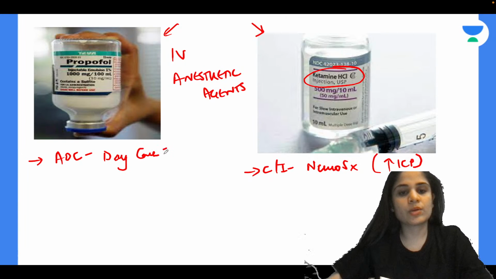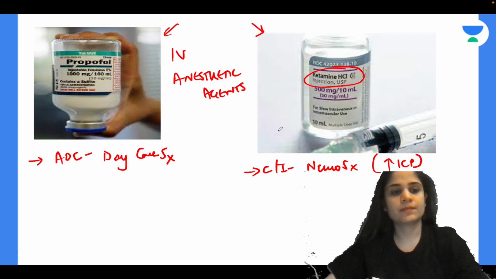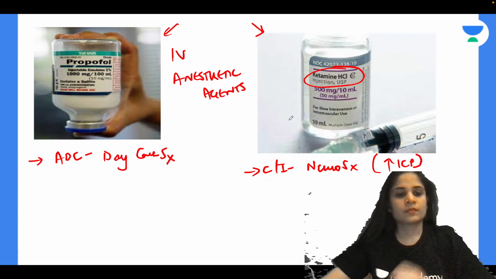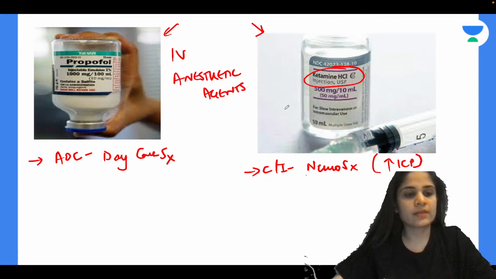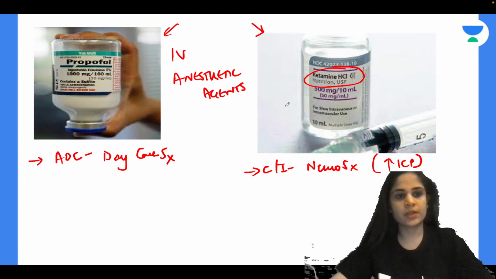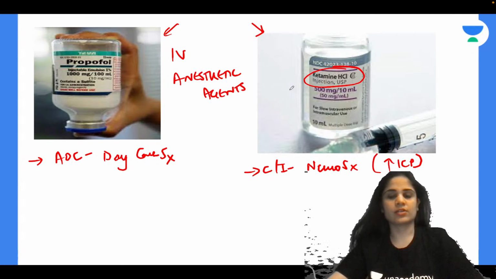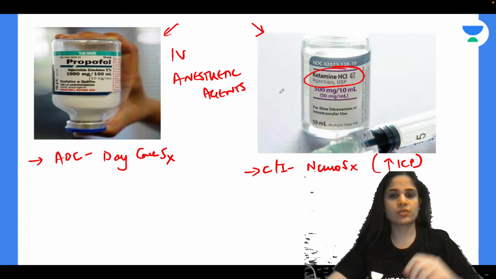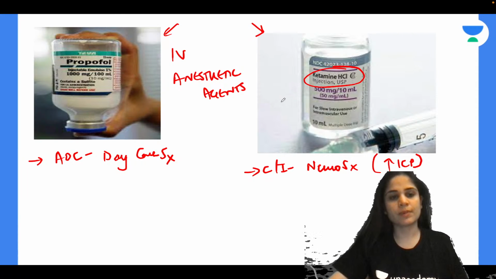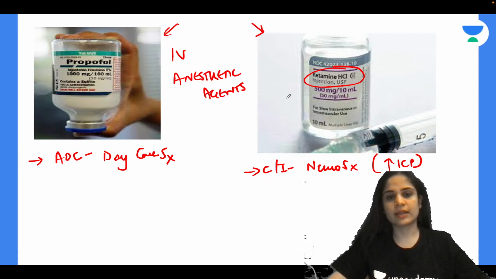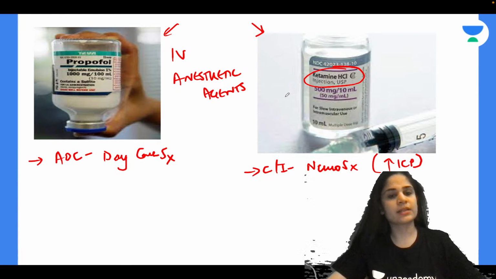Can you guys tell me what is the definition of daycare surgery? Yes, very good Chakravarti. So if the patient is admitted and discharged on the same calendar day, okay, so you're admitting him today on 9th of March and you're discharging him today on the 9th of March only, then this is called as daycare surgery. Patient is getting admitted, operated and discharged on the same calendar day.